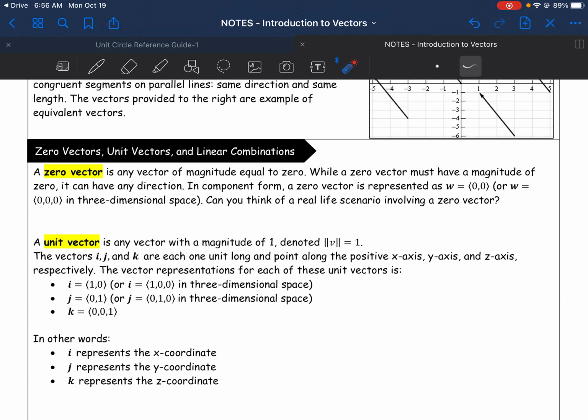But let's think about what an example of a zero vector could be in a real-life scenario. One example that I can think of is tug of war. Let's say that you have two evenly matched teams in a tug of war contest, and both teams are pulling in opposite directions, equal and opposite forces, that would be considered an example of a zero vector. Okay, zero magnitude, but it still has direction. So I'm going to go ahead and write that down here as an evenly matched tug-of-war contest. That'd be an example of a zero vector.